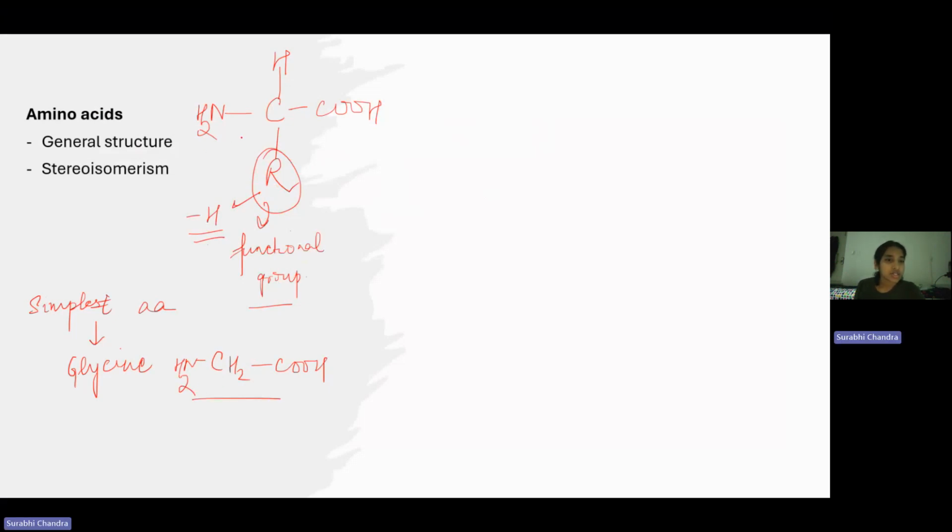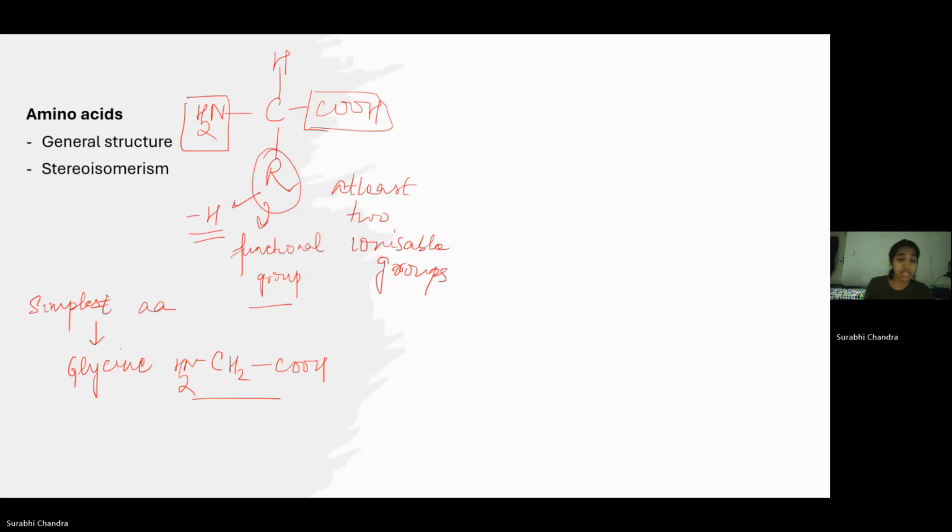So this is the general structure of an amino acid, wherein any amino acid has at least two ionizable groups. We will later come across how these ionizable groups are really significant in determining the characteristic features and behavior of amino acids in a solution or in a medium.